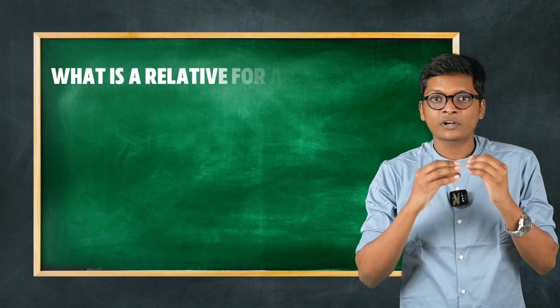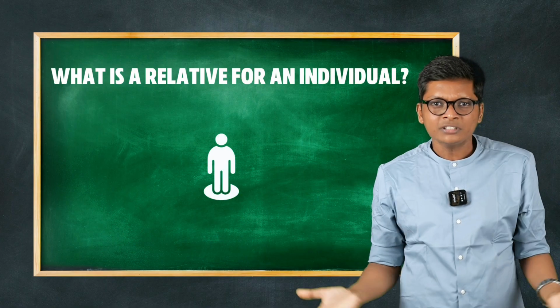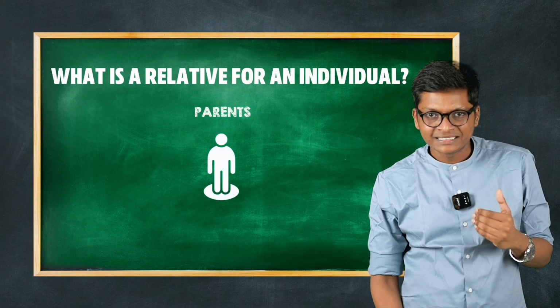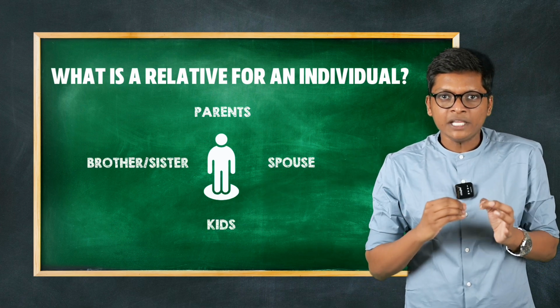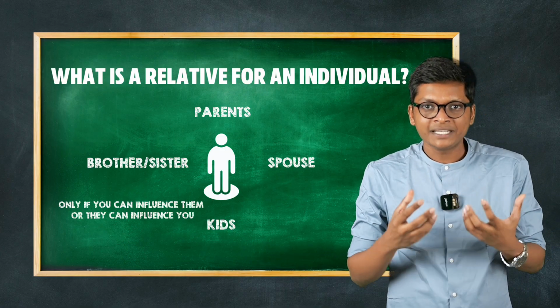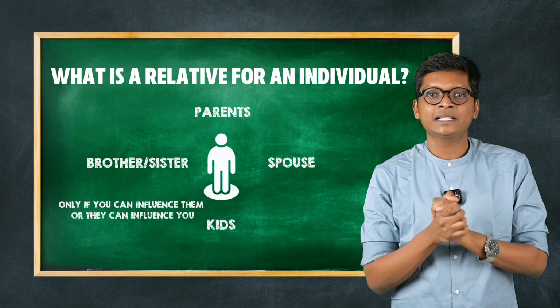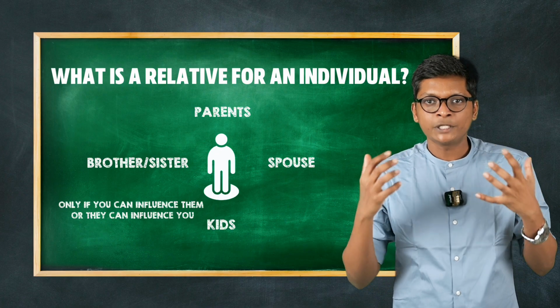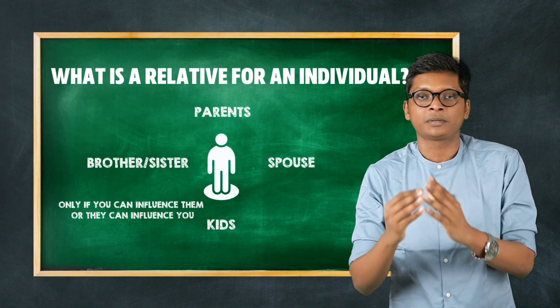What is relative for an individual? For an individual, the relative is close relationship: parents, kids, brother, sister, spouse, and these people only if you can influence them or they can influence you. Meaning, both the Ambani brothers, if they are fighting, you can't call them as relatives because this standard says you need to be siblings, plus you should have the ability to influence the other person.